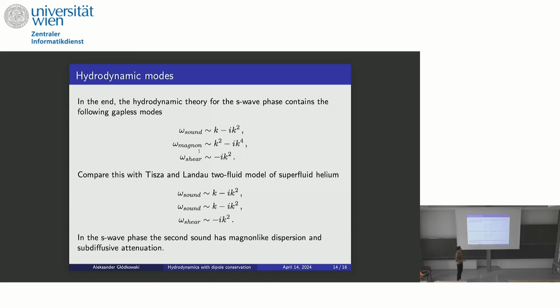We have this Magnon-like type of mode, which is Magnon-like and has subdiffusive relaxation. That's not really something that you see in a Landau superfluid, for example. And we have the shear mode, which is just k square, which is again carried by the thermal excitations. So the only difference between this spectrum and the spectrum of the vanilla Landau-Tisza two-fluid model of superfluid helium is just that the second sound is not a sound really, but is magnonic. So it has this k square and subdiffusive attenuation.